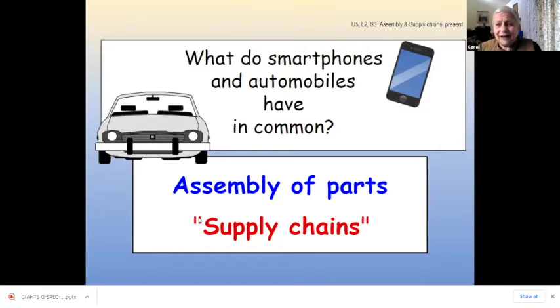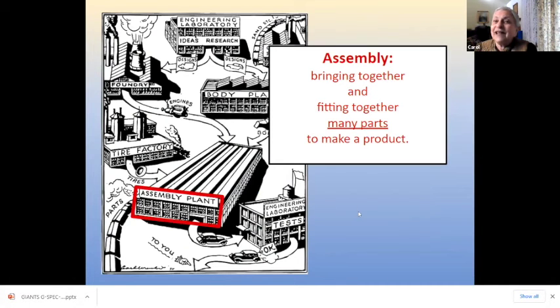We're going to be talking about supply chains. I don't know if students have ever heard of them. It's like, what is a chain? Or what does it mean to assemble parts? Well, the way I was going to try to introduce this is to ask, what do smartphones and automobiles have in common? Well, they sure aren't the same size, but what they have in common is that smartphones get assembled by putting lots of pieces together. Cars get assembled by putting lots of pieces together. So we're defining the word assembly as bringing and fitting together many parts to make a product.